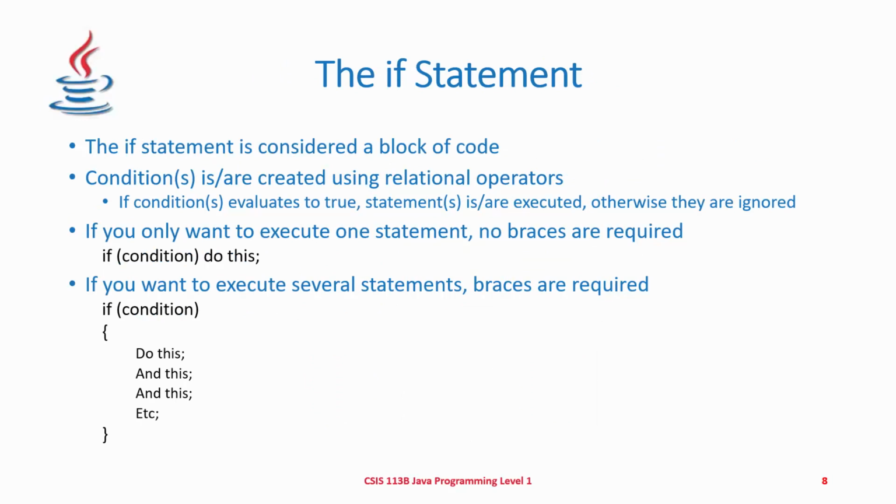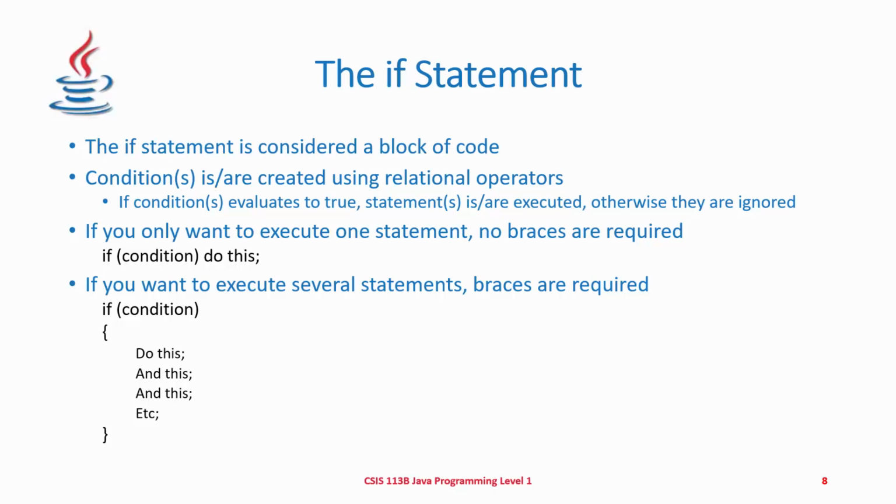So the first decision statement that we take a look at is the if statement. The if statement uses conditions, and conditions are created using relational operators. And then if the condition evaluates to true, then the statements for the true block are executed. Otherwise, they're ignored completely. If you only want to execute one statement, no braces are required. So here's an example. If, and then some sort of a Boolean expression there, do this. That would be the statement.